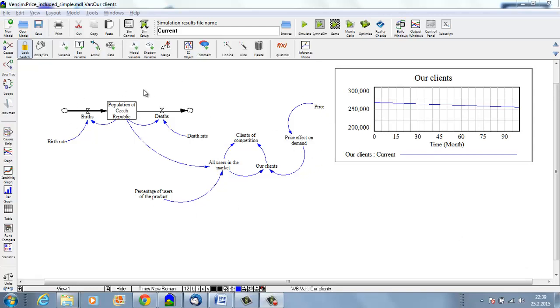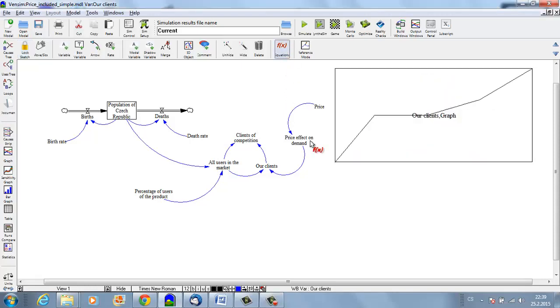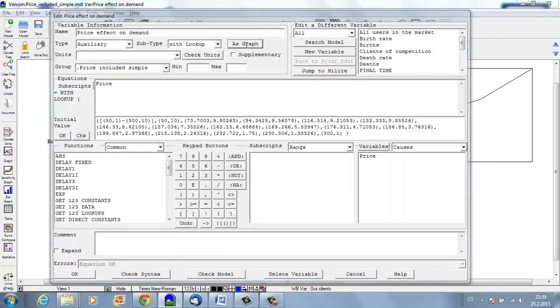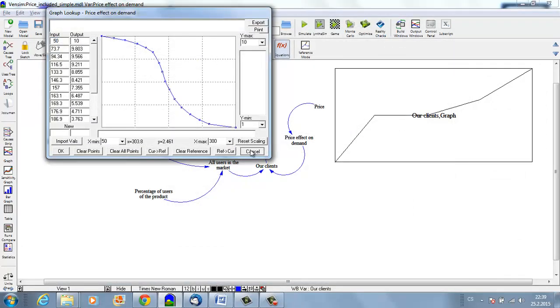Again, I start with the model we have built already before. So we started with the population of the Czech Republic. Then we said that we have a certain product for which we know the percentage of users, and we have created a total market for our product. Then we have split the market into our clients and the clients of competition, and we have seen a nonlinear effect of the change in price on demand. We have created a graph function, all right?